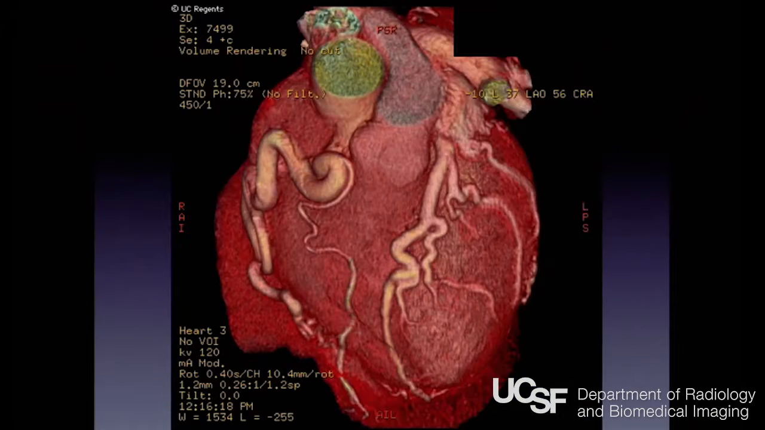That's not good. Okay, here's a volume rendered image showing you the normal origin of the right and the left coronary arteries, with the left coming off the side of the pulmonary artery. So something that you may see, something you should be aware of.